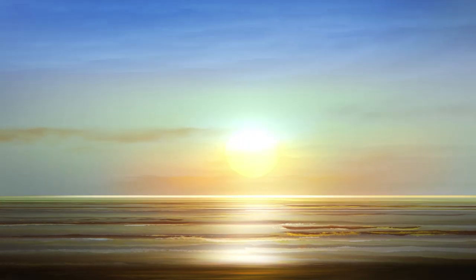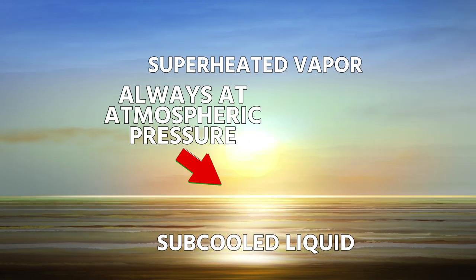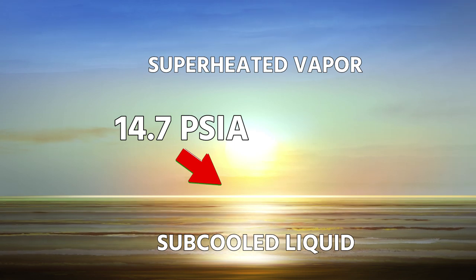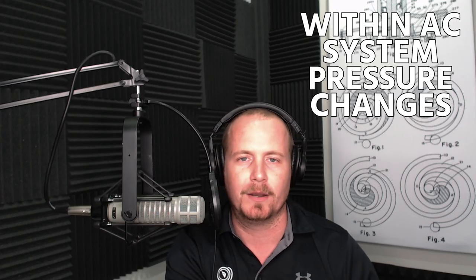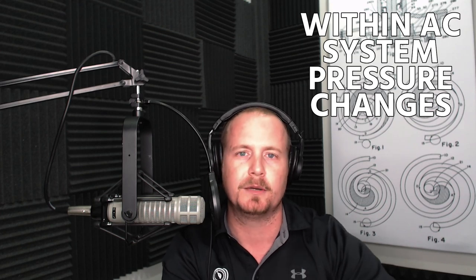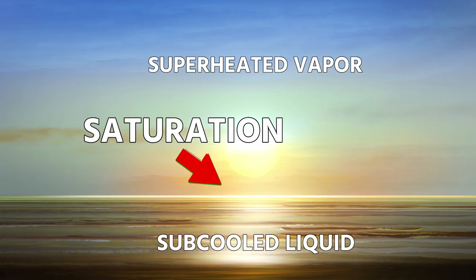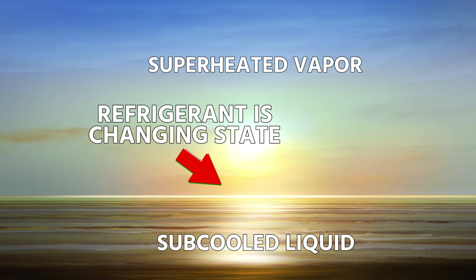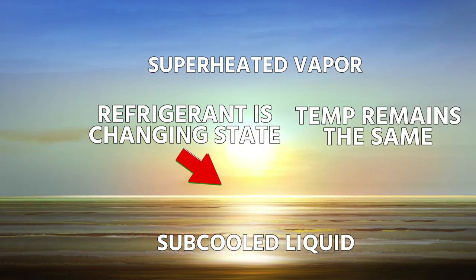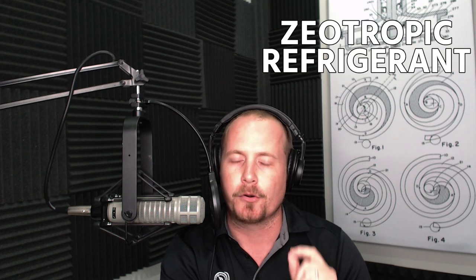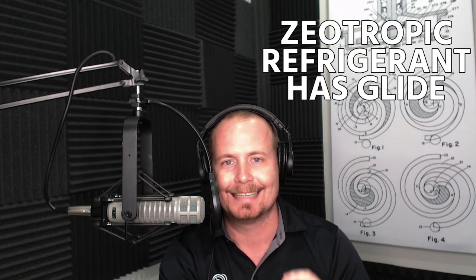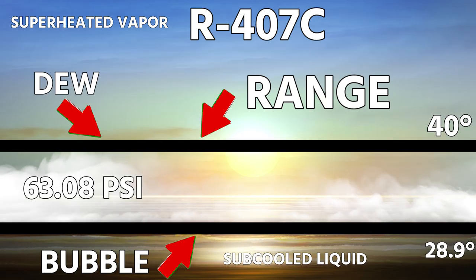Now, unlike a horizon that's always at atmospheric pressure, generally about 14.7 PSIA, within an air conditioning system that pressure changes. And so again, this metaphor isn't perfect, but it just gives you a way to envision that line. When we say saturation, that is the line where refrigerant is changing state and that temperature remains the same. So it's a thin, thin line, just like a horizon line. Now, if you have a zeotropic refrigerant, zeotropic means that it has glide. That would be something like R407C that we're going to use here in the example. Now there's this range, and that's represented by the fog.